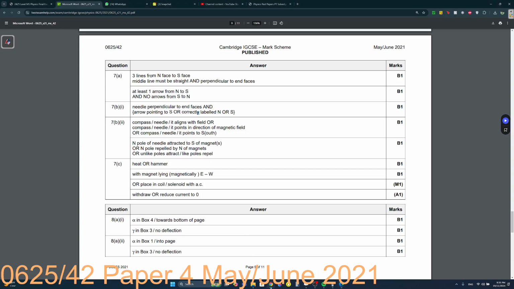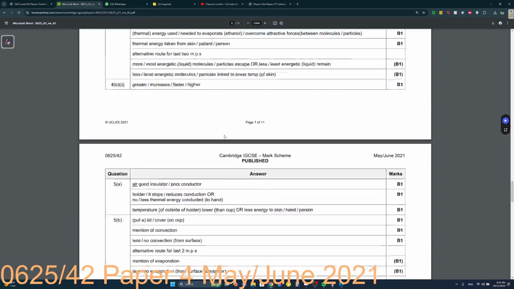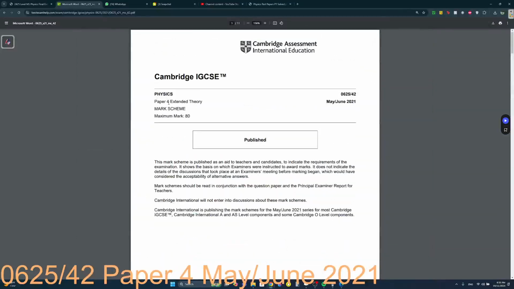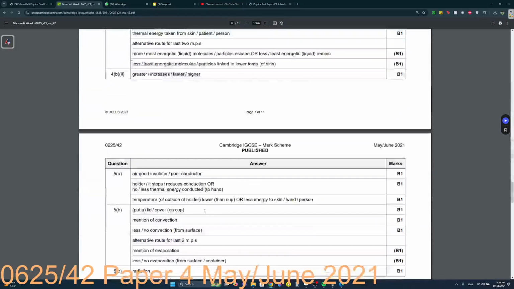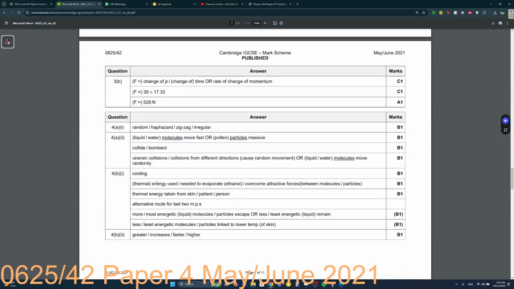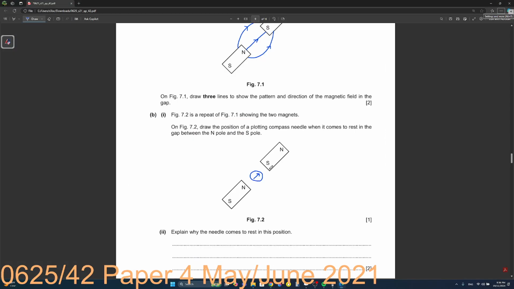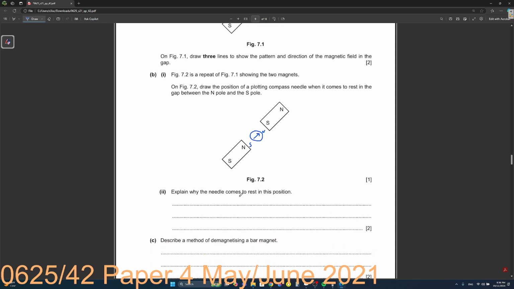And I think they want, what do they want? An arrow pointing to S. If something's in the curly brackets, doesn't mean we have to write it? Oh, they didn't tell me. Okay, I guess it would obviously make sense to label them. Yeah, it would make sense to label the North Pole of the compass would be here. This would be south. Okay. Explain why the needle comes to rest in this position.